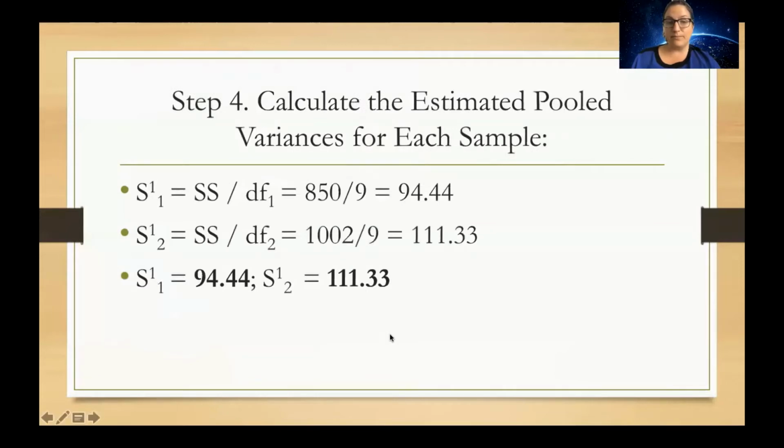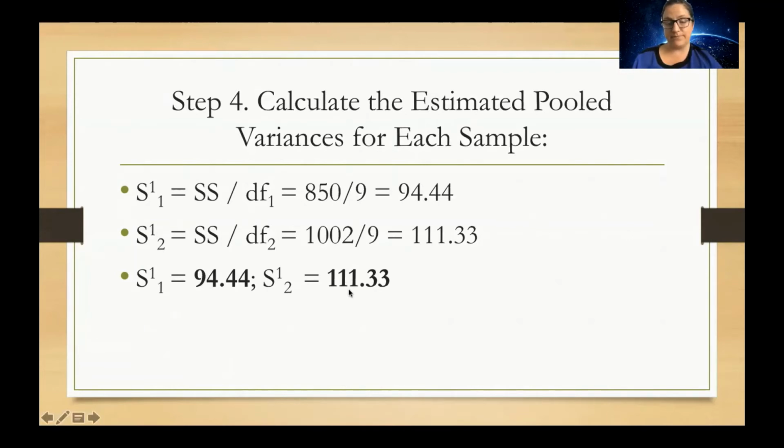So step 4, it's 10 easy steps, guys. It's just walking through each of them. You're going to calculate the estimated pooled variances for each sample. The pooled variance is simply the sum of squares divided by the degrees of freedom. The sum of squares for the first group was 850, the degrees of freedom was 9. You do 850 divided by 9, and your pooled variance for sample 1 is 94.44. For the second group, the sum of squares was 1,002 divided by 9, and your pooled variance was 111.33. So your estimated pooled variances for each sample are in bold below, 94.44 for the first one and 111.33 for the second.